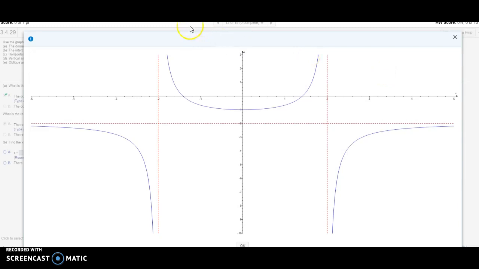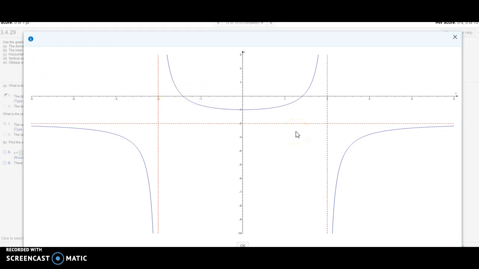First of all, I want to look at the domain. The domain is when I look left to right, what x values do I see in all the points? And it looks like I just won't have an x value of -2, and I won't have an x value of 2. And so I'm going to have to restrict those.